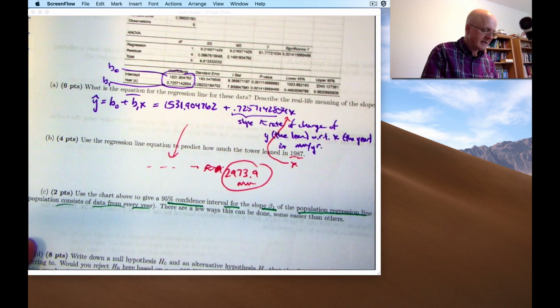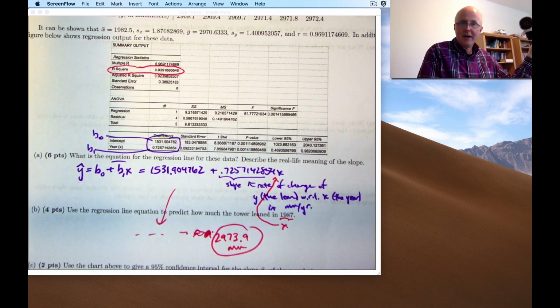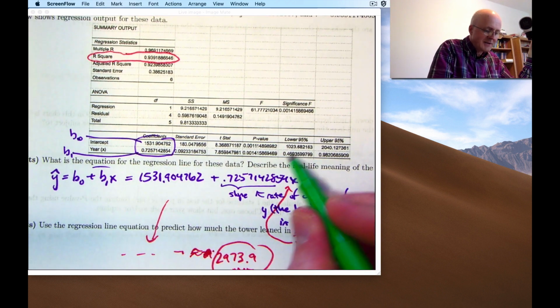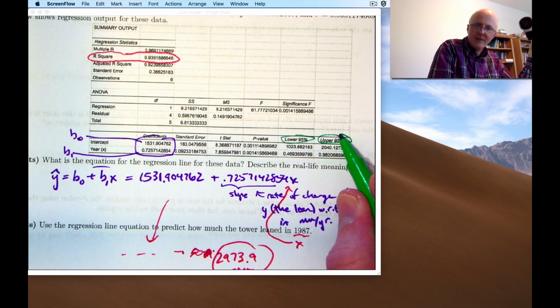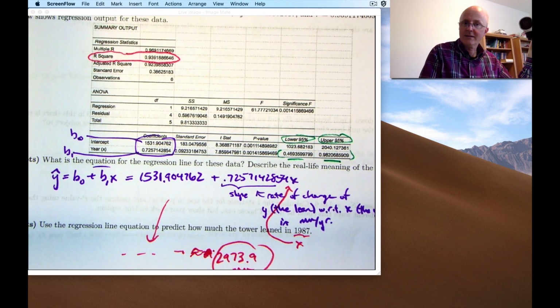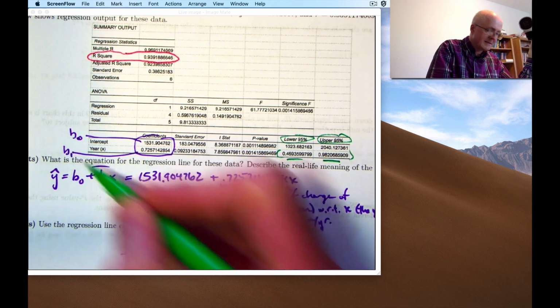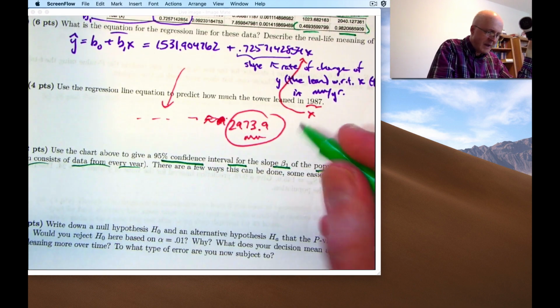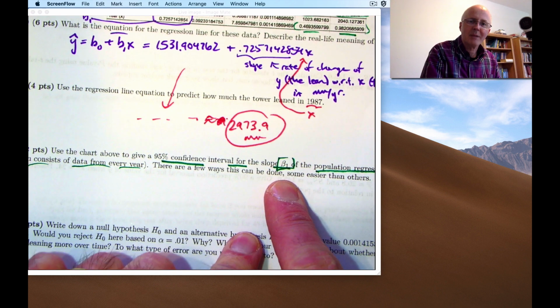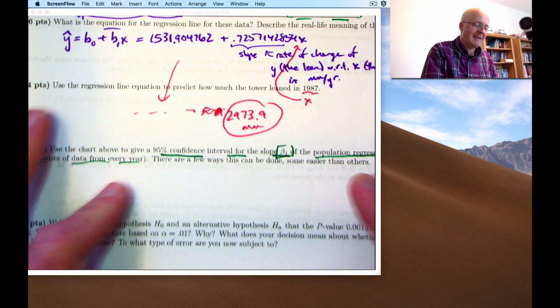As far as using the chart, it's pretty easy. You got to know where to look. You look on the line for the slope. We are talking about the slope, and you see a lower 95% and an upper 95%. These two numbers here and here are left and right endpoints, lower and upper bounds for a 95% confidence interval to estimate the slope. It's a population slope. Beta 1, not B1. We're not trying to estimate B1. We know what B1 is. That's our sample slope. We're trying to estimate the population slope, beta 1. And the output just gives it to us.